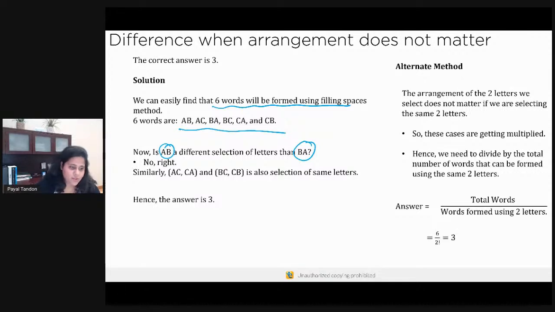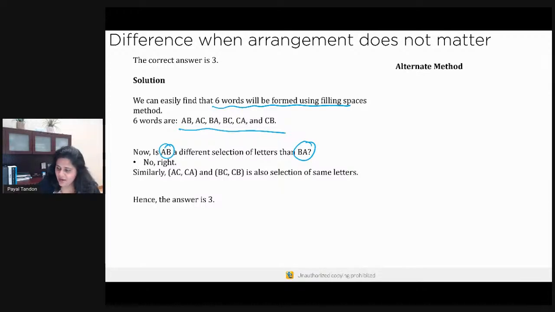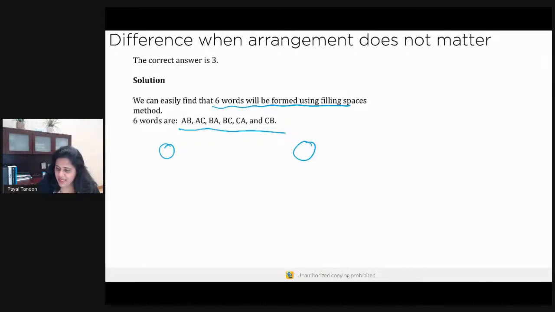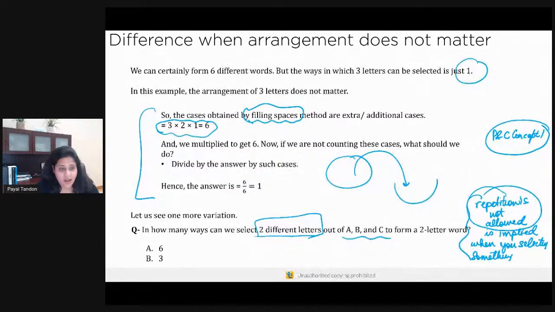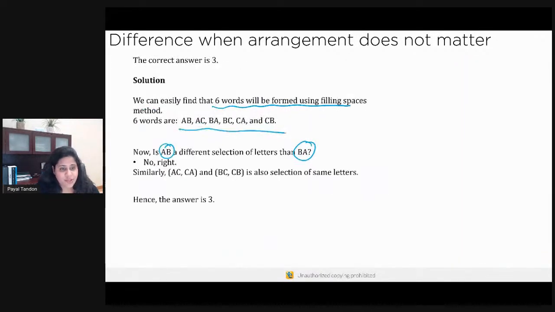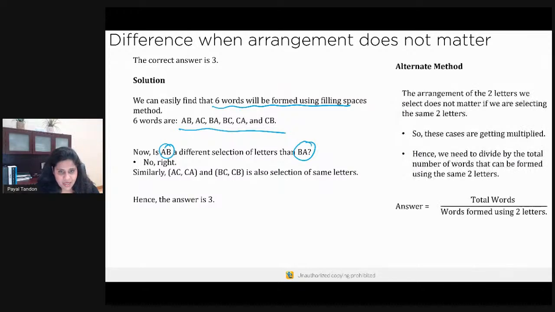Again, I'm not going into the details of this. I'm just skimming through this, but I want you to make sure that you have solid understanding of this part. But philosophically, conceptually, you have to visualize what is it that we are talking about, okay? And again, the point that I wrote on the previous slide, that repetition is not allowed is implied when you're selecting something, is very, very important. I want you to get to that level of understanding, okay?